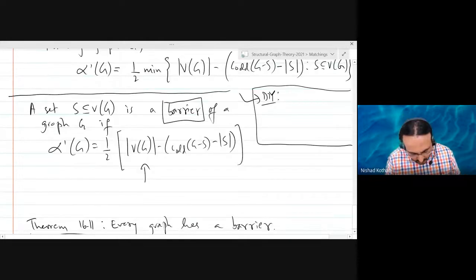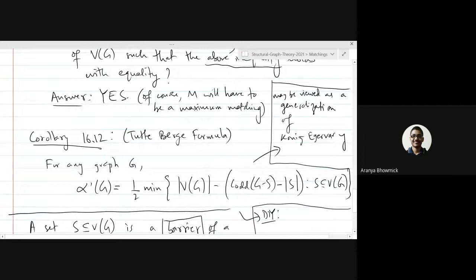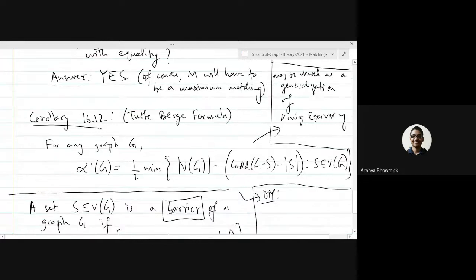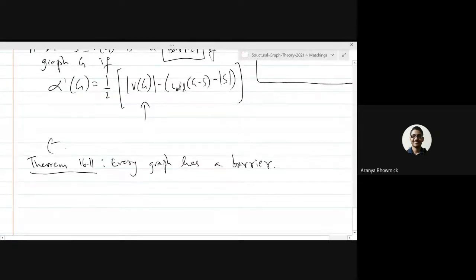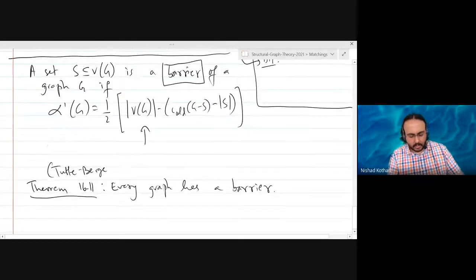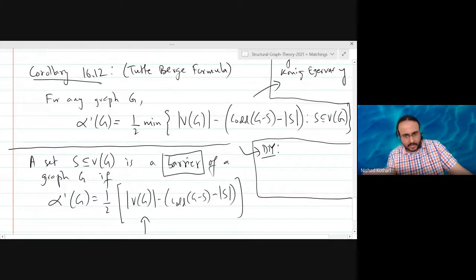So basically, what happened is Tutte gave a... I have just a question. The Tutte-Berge theorem says that every graph has a barrier, right? Right, exactly. But the Tutte-Berge formula says what exactly the value of the matching number is in terms of the barrier. But it's an immediate corollary, right? Because a barrier is exactly a set that achieves this equality. If you take the minimum over all sets, you will basically get the barriers of the graph. Exactly. So it's an immediate corollary.